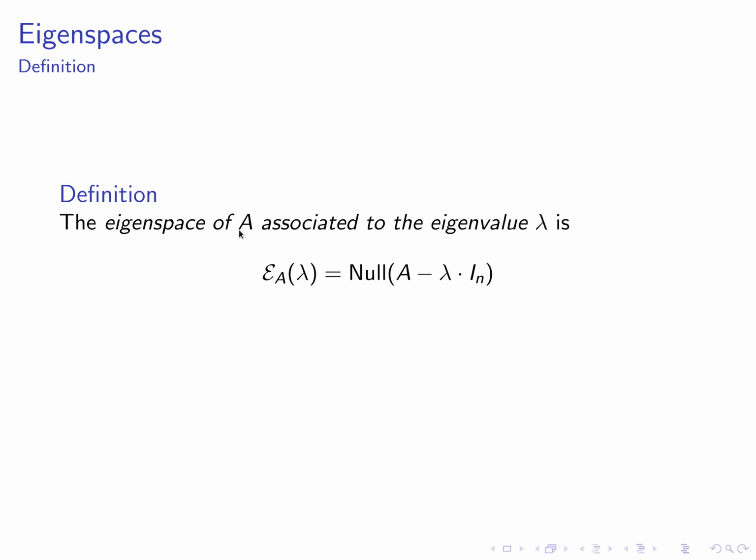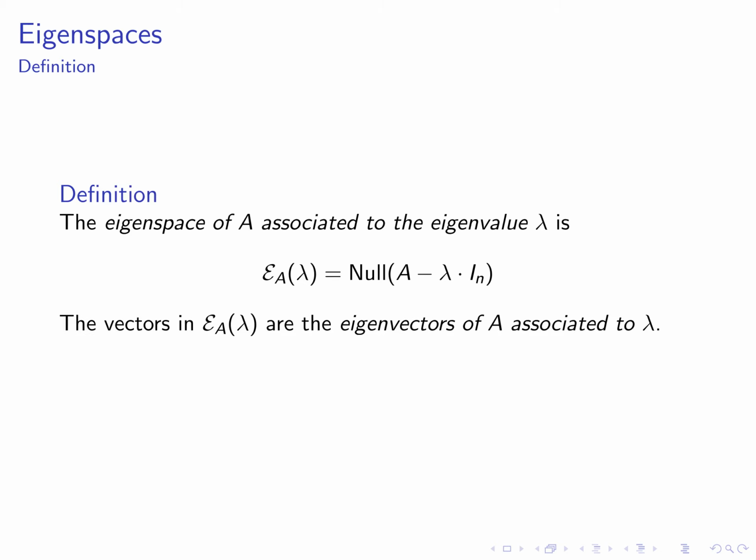So the eigenspace of a matrix A associated to an eigenvalue lambda is notationally referred to as this, maybe cursive, E sub A of lambda. And this is defined as the null space of A minus lambda times the identity matrix. So the eigenspace associated to an eigenvalue is the null space of A minus lambda times the identity. And the eigenvectors that live in this null space, the eigenspace, are called the eigenvectors of a matrix associated to the eigenvalue.